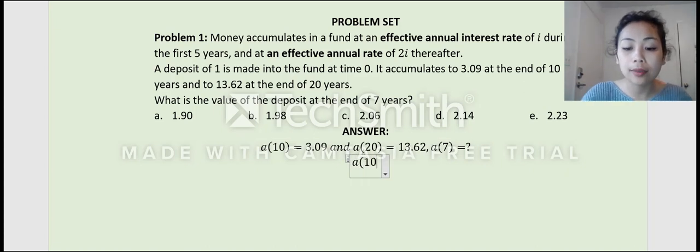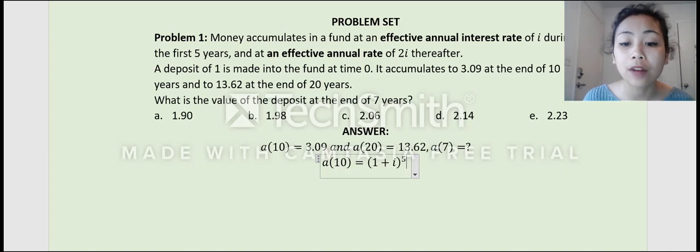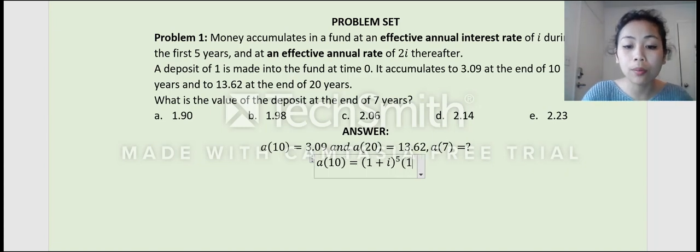We have A10 equal to 1 plus I to the power of 5, because the first 5 years it is credited by the effective rate of I, and the years after, the effective annual rate is 2i. So the last 5 years you have 1 plus 2i to the power of 5. You see it, to the power of 5. That is the first piece of information.